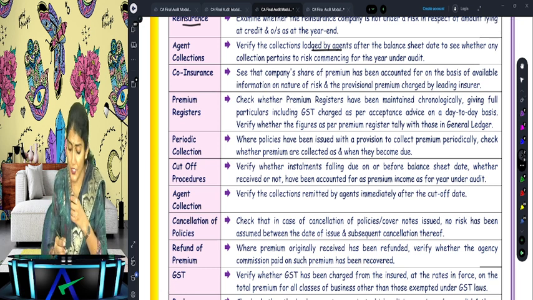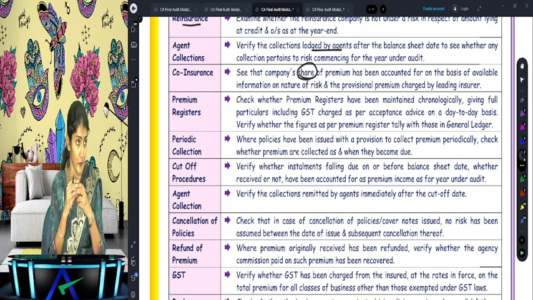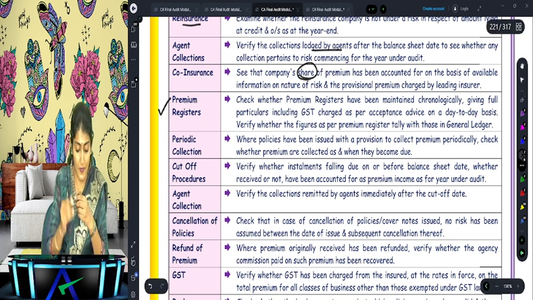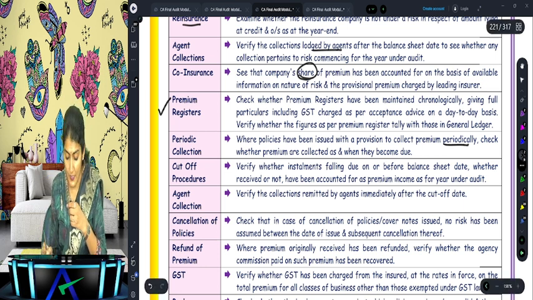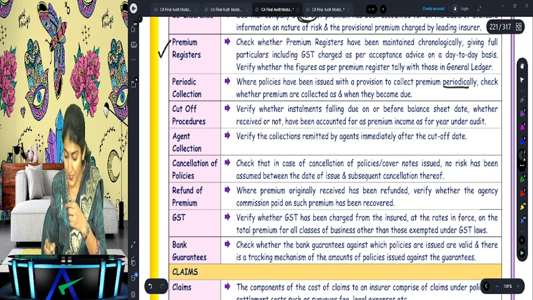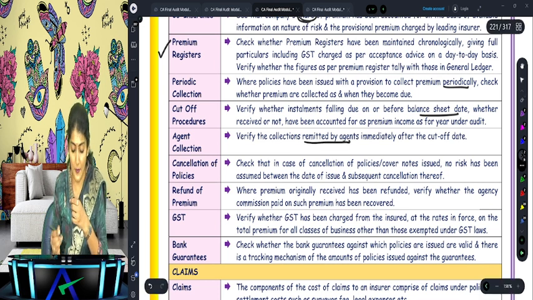Net of any reinsurance, the premium income should be recognized, then collections lodged by the agent, then cases of co-insurance, where the company share of premium has been accounted for on the basis of the available information. Then, will they maintain a policy register for all the premiums which have been collected? Then premium which is collected periodically. Then cut off procedures, whether it has been recorded in the correct accounting period. Then again, the collections remitted by the agent.